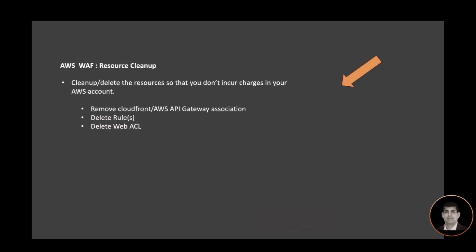Once we are good that the rule is working and we understand the concepts, just make sure that we clean up and delete the resources so that you don't incur charges in your AWS account. We should remove the CloudFront or AWS API Gateway association, or any association that we have created, delete the rules, and delete the ACL. That way you will ensure that you are not getting ongoing charges for using these resources.